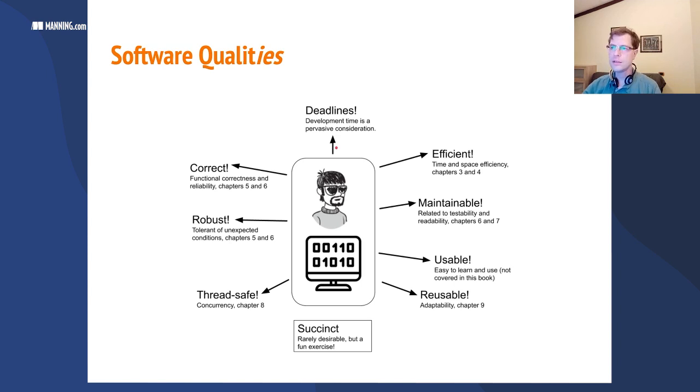He has a limited amount of time, and usually this limited amount of time is a very strong force, and it's a force that goes against all of these qualities, because most of the time you're in a rush to deploy something, to show something to the client, and therefore you have little time to care about these properties or these non-functional requirements. And in the book, I also deal with a special property, which is succinctness, basically writing the shortest possible program for a given task. And that's rarely desirable, of course. It's just a fun exercise that I think would be a fun addition to the book.